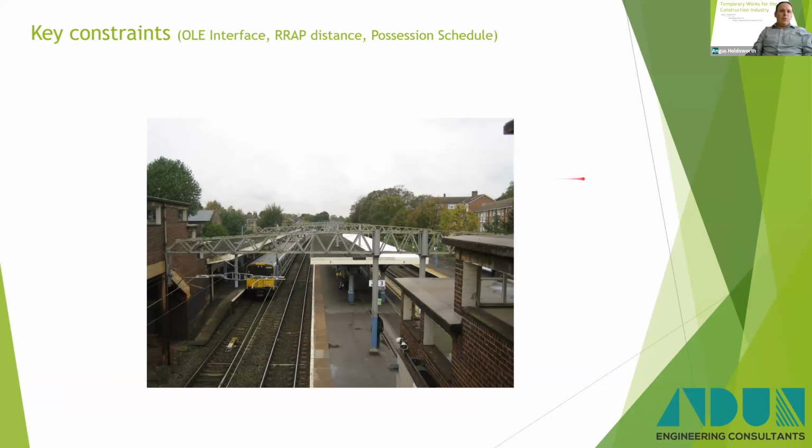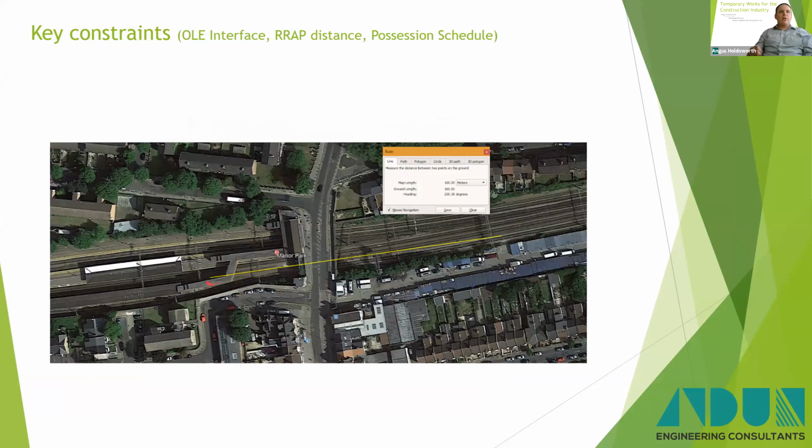Another key driver was the distance to the RAP. So the RAP is the road rail access point. It was quite a long way, 160 metres from the closest RAP to the bridge, which would mean getting large excavators down there would be quite tricky. The possession schedule as well made things difficult with the amount of time we had available.